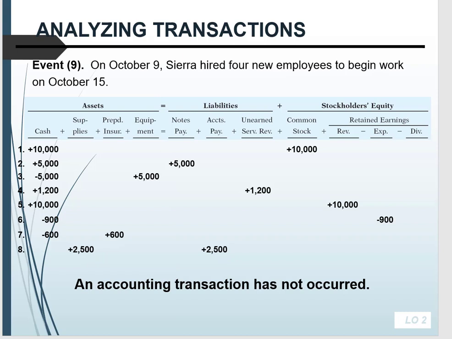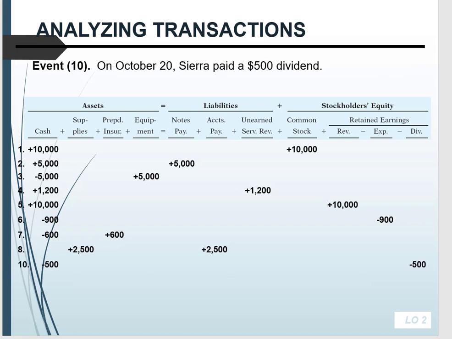We hired 4 new employees to begin work. Well, that is not an economic transaction, right? I mean, having a meeting about business, that's not an economic transaction. So there's nothing to record for this particular event that happened in the company. It needs to be an economic event.